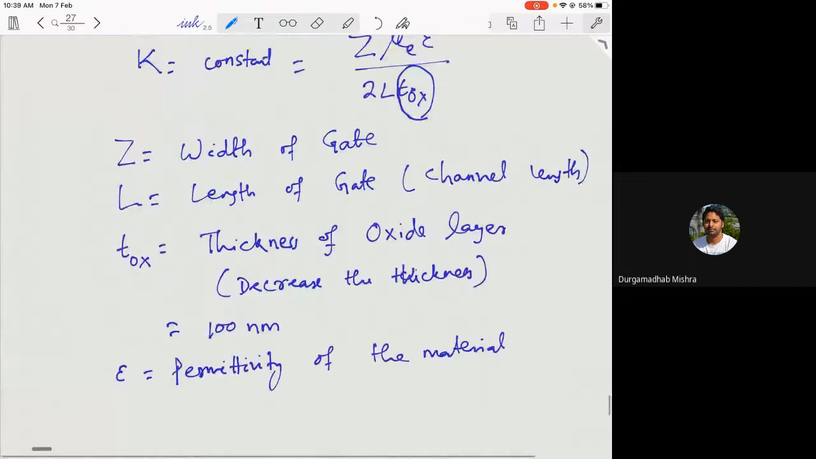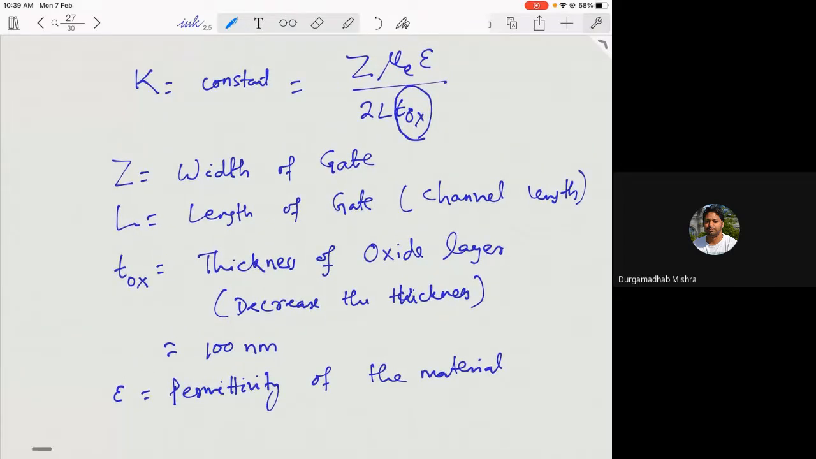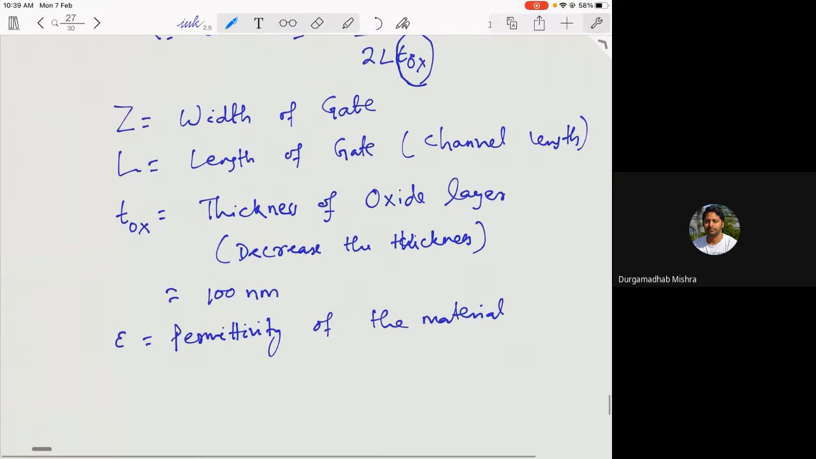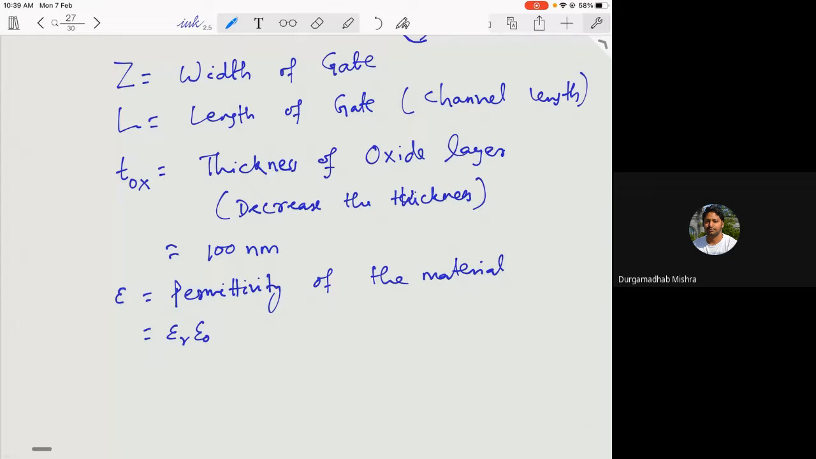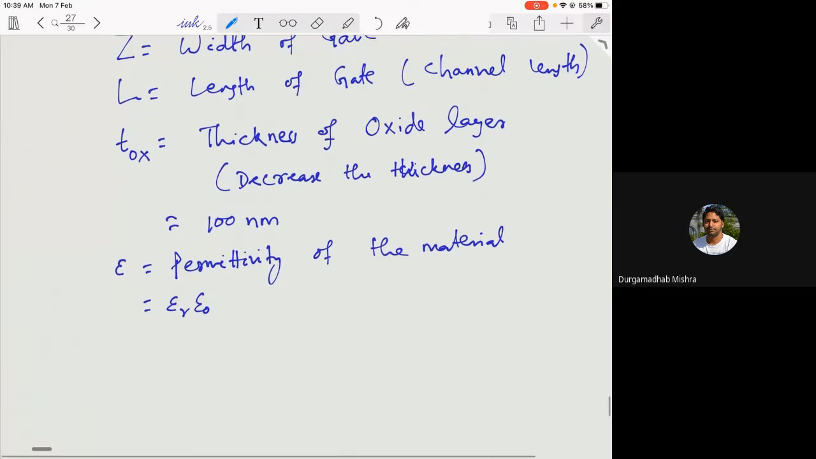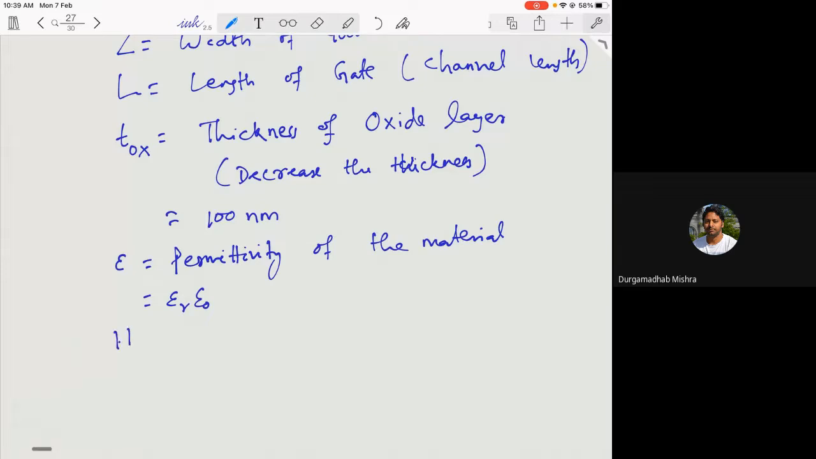What you want is to increase the permittivity. So if you want to increase K, you want to increase the permittivity of the material, and this is nothing but your relative permittivity epsilon r times epsilon naught. So you basically want to increase the relative permittivity of the material, and in industry they also use this trick to improve the drain current. And this is why people use a high K dielectric.